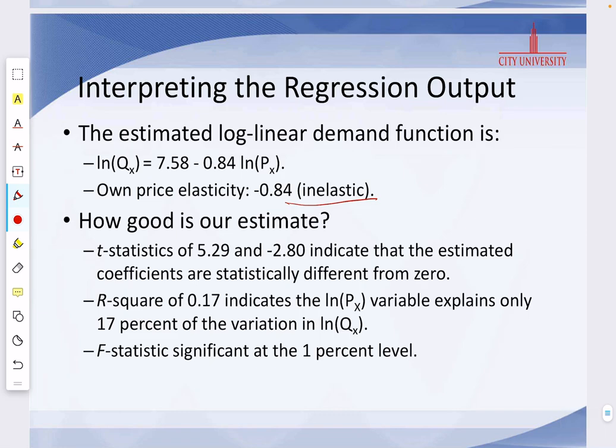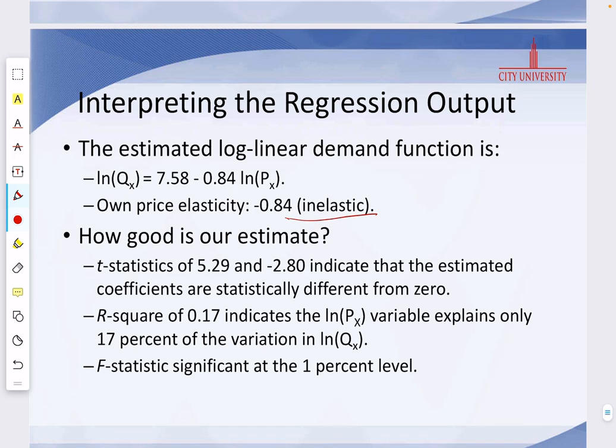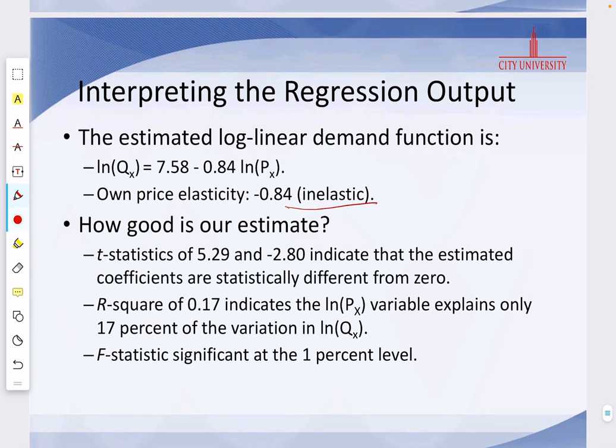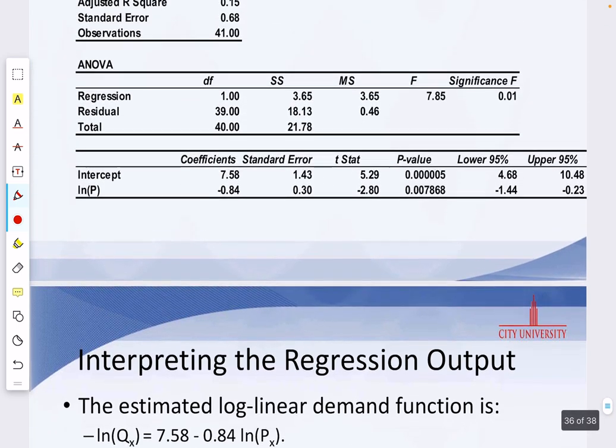So how good is your estimate? The t statistics of 5.29 and -2.8 indicate that the estimated coefficients are statistically different from 0. The r square of 0.17 indicates that the variables explain only 17% of the variation in q x. The F statistic is significant at the 1% level.